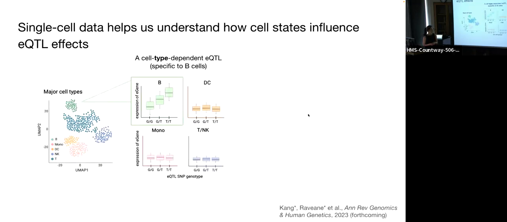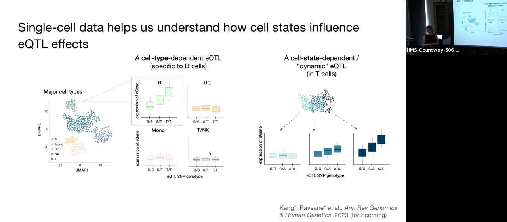Now, with single cell data, we can better understand at finer resolution how the eQTL is affecting transcription. So here we have single cell data. We can now separate out the cell types and the cell states in the data. So here's an example of an eQTL effect that's very specific to B cells, but it's not present in the other cell types. Single cell data allows us to dissect this.